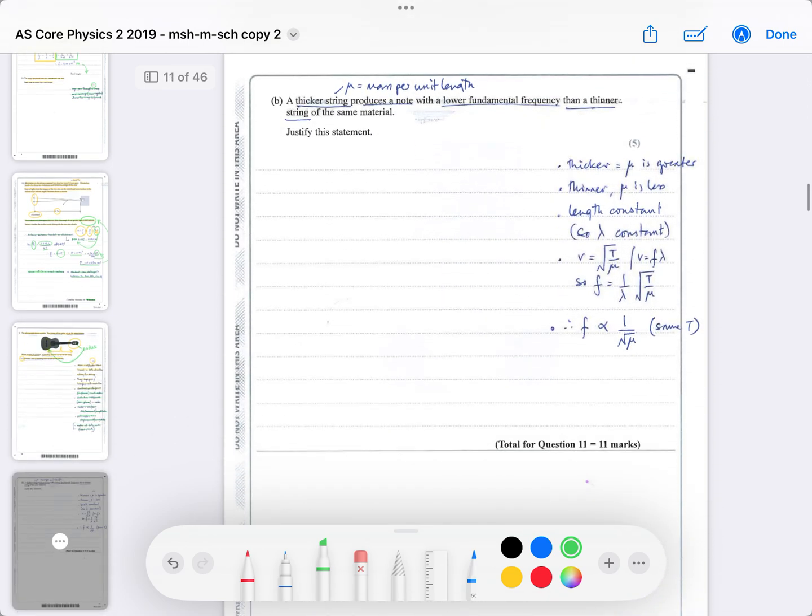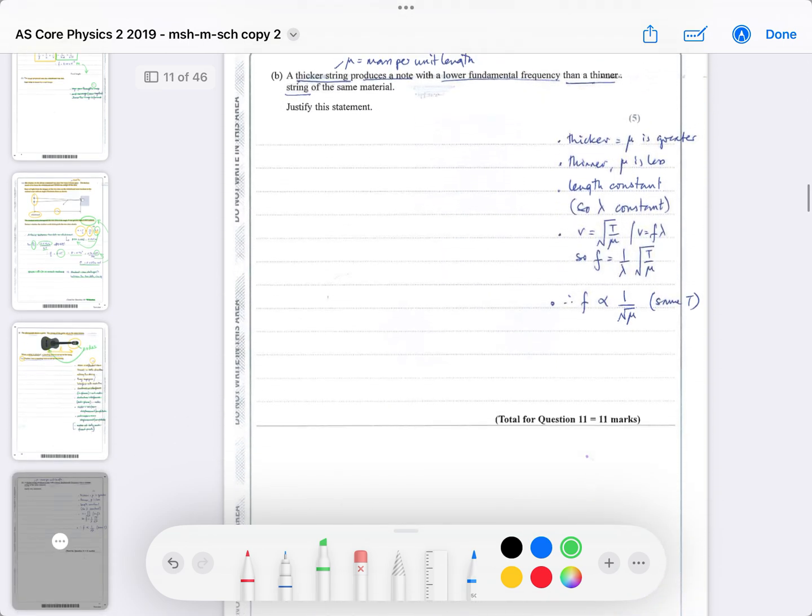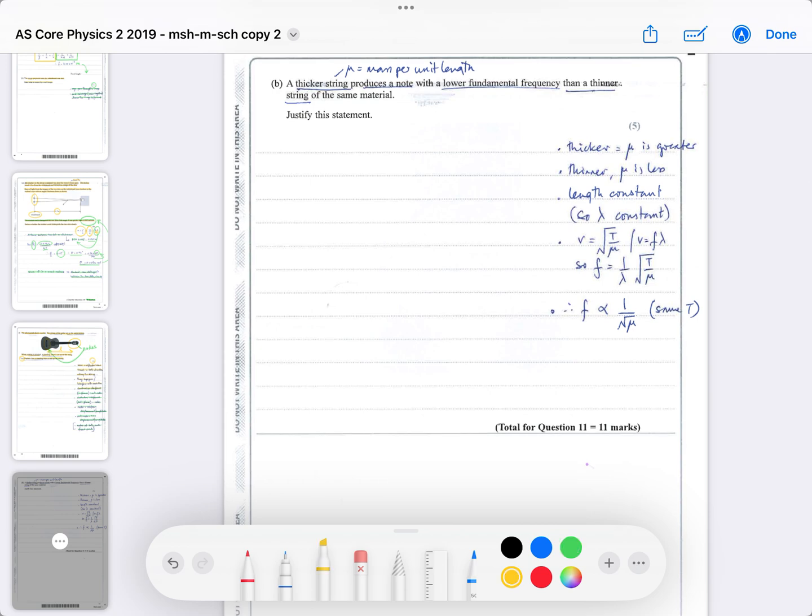Okay? So part B then says, in the same theory, a thicker string produces a note with a lower fundamental frequency than a thinner string, if they're made of the same material, okay? Because a thicker string basically has more mass per unit length, and that's the thing that you need to use in your equation.